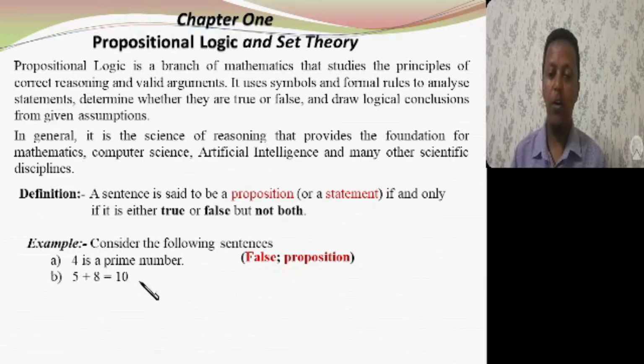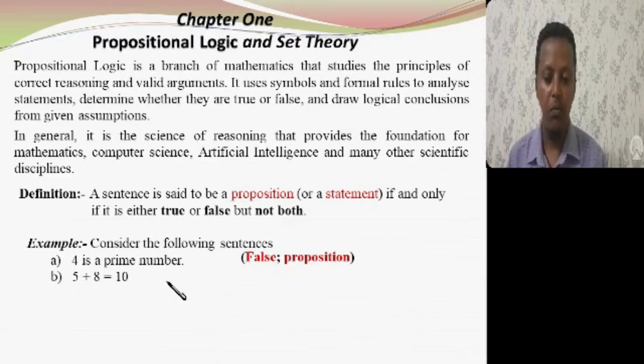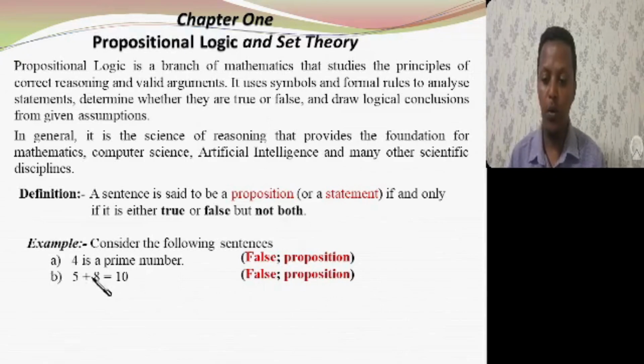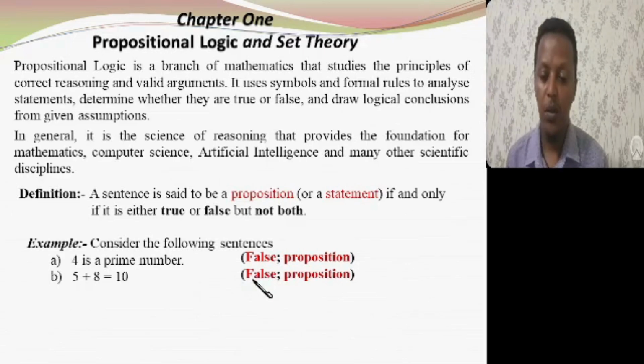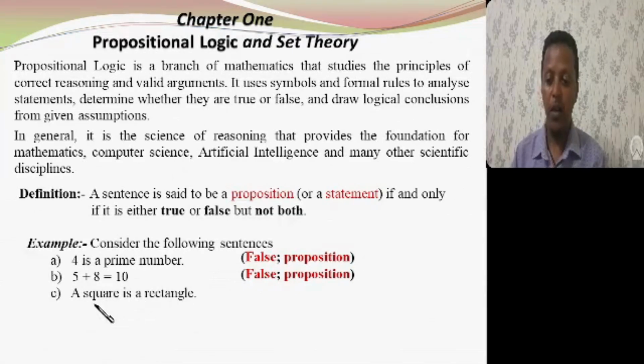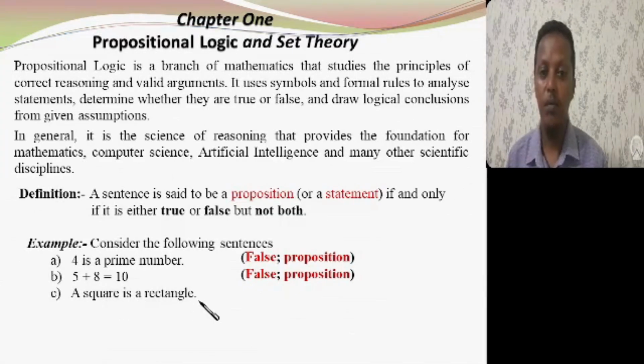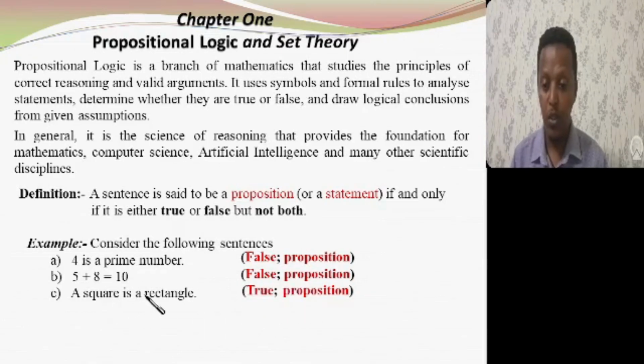Again, if we take 5 plus 8 is equals to 10, the sentence is false. So it is a proposition. In mathematical logic, we call such a sentence a proposition or statement with truth value false. Again, if I take a square is a rectangle, it is a proposition. No question, it is a true proposition, because a square is a rectangle.